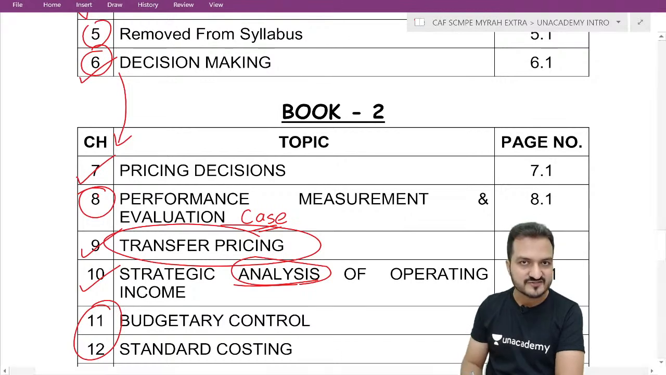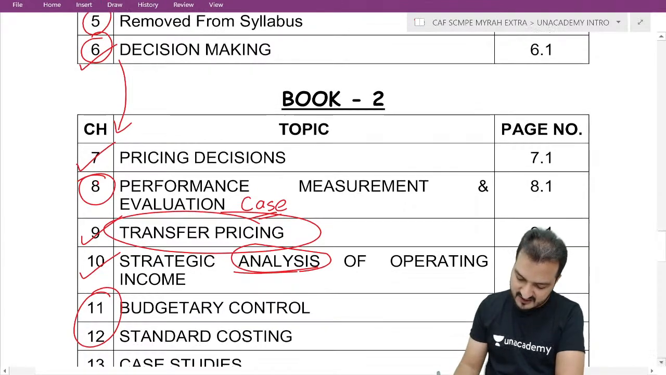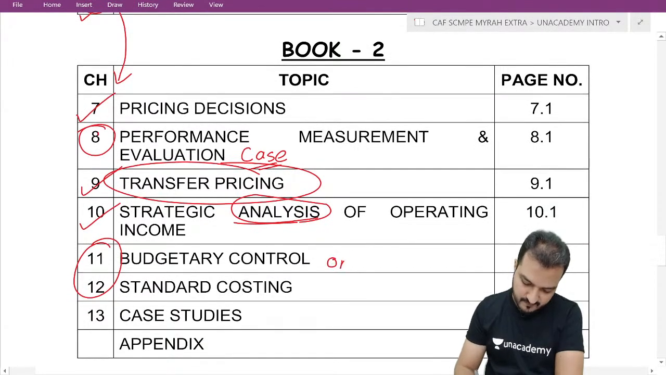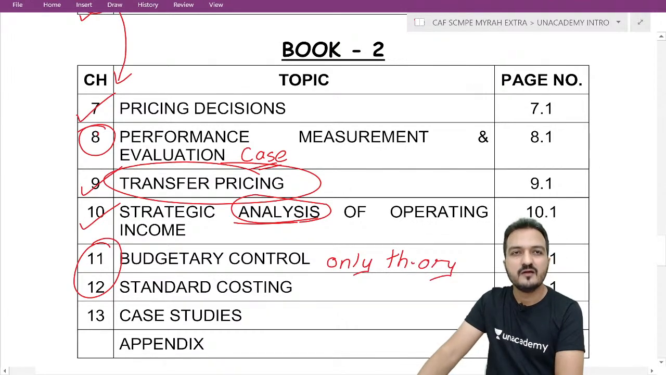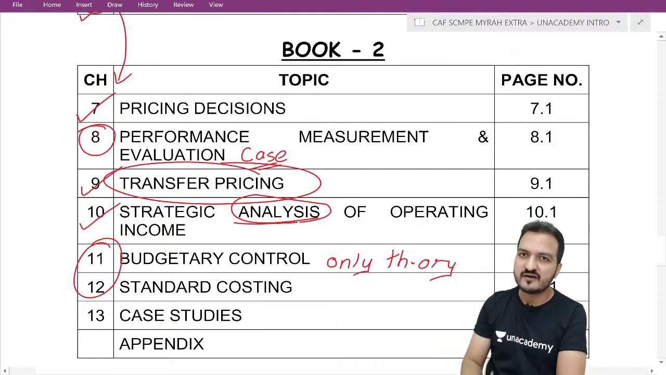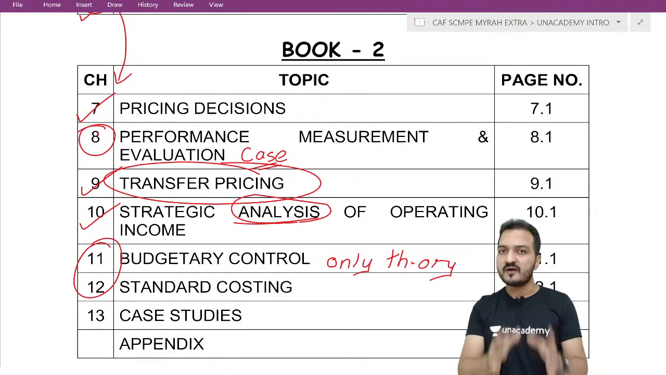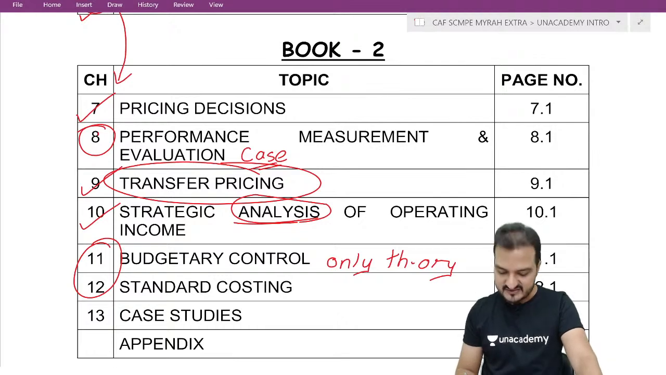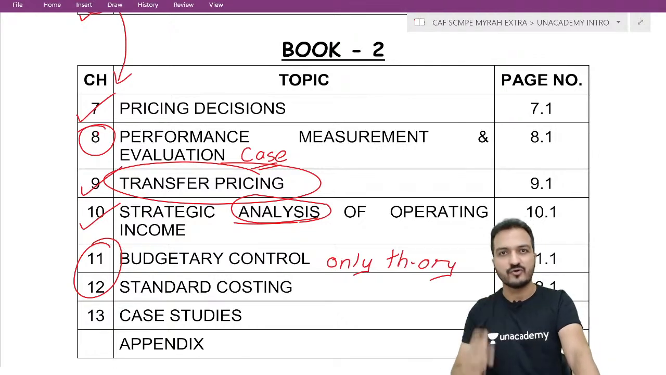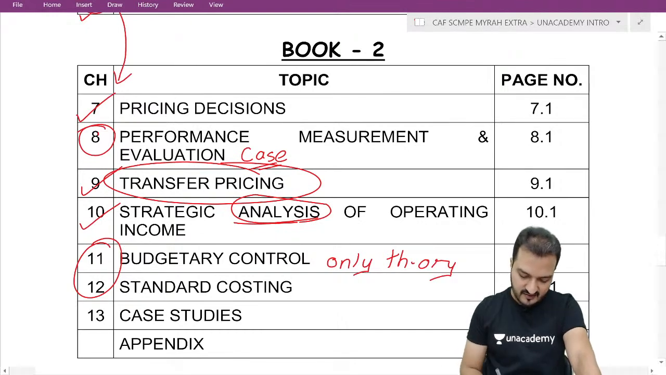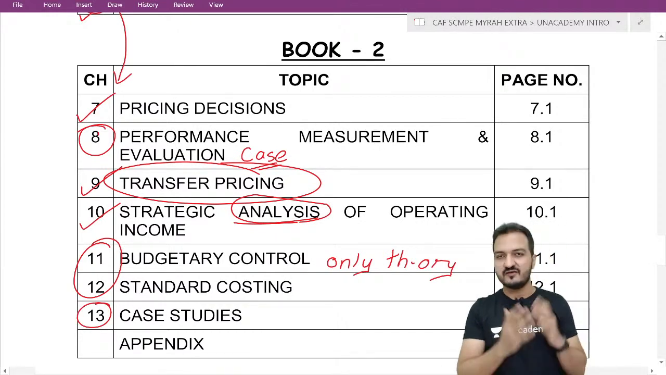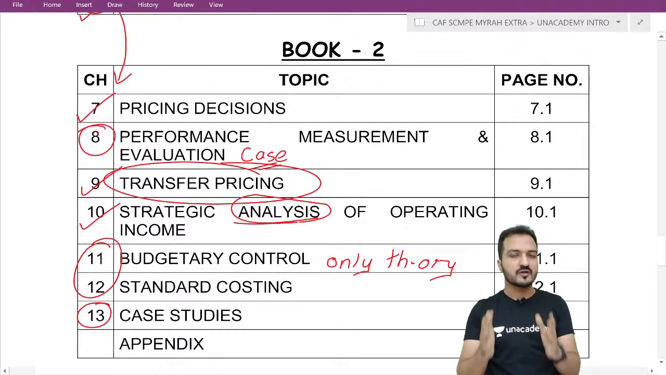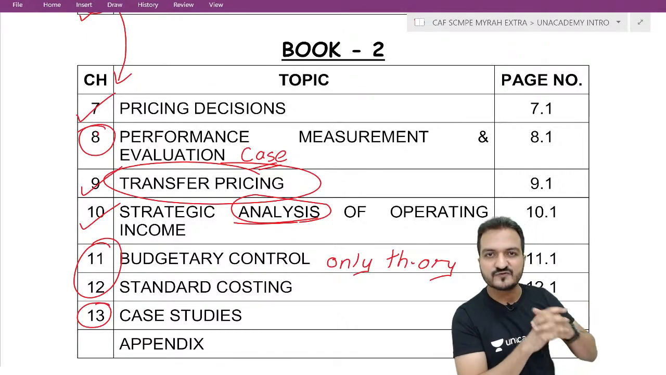And then the last two chapters are something you have already done at your intermediate level: budget and standard costing. But now at final level, the budget chapter is only theory, and standard costing will be theory plus practicals, but it is a much more advanced version of what you did at your inter level. Done. And then there are some more case studies given at the end of the book. We'll also be discussing that. In short, this is your entire subject of CA Final costing.